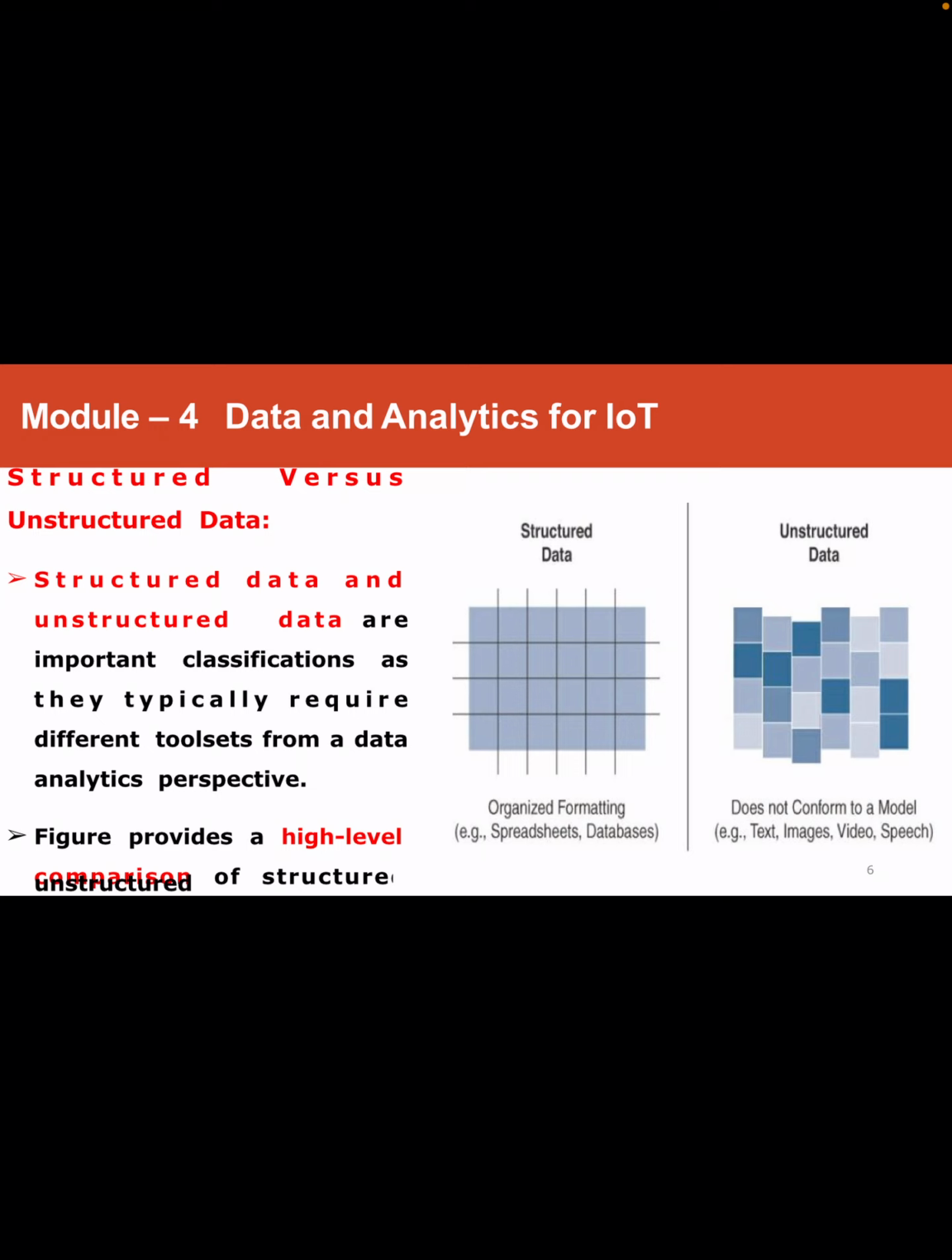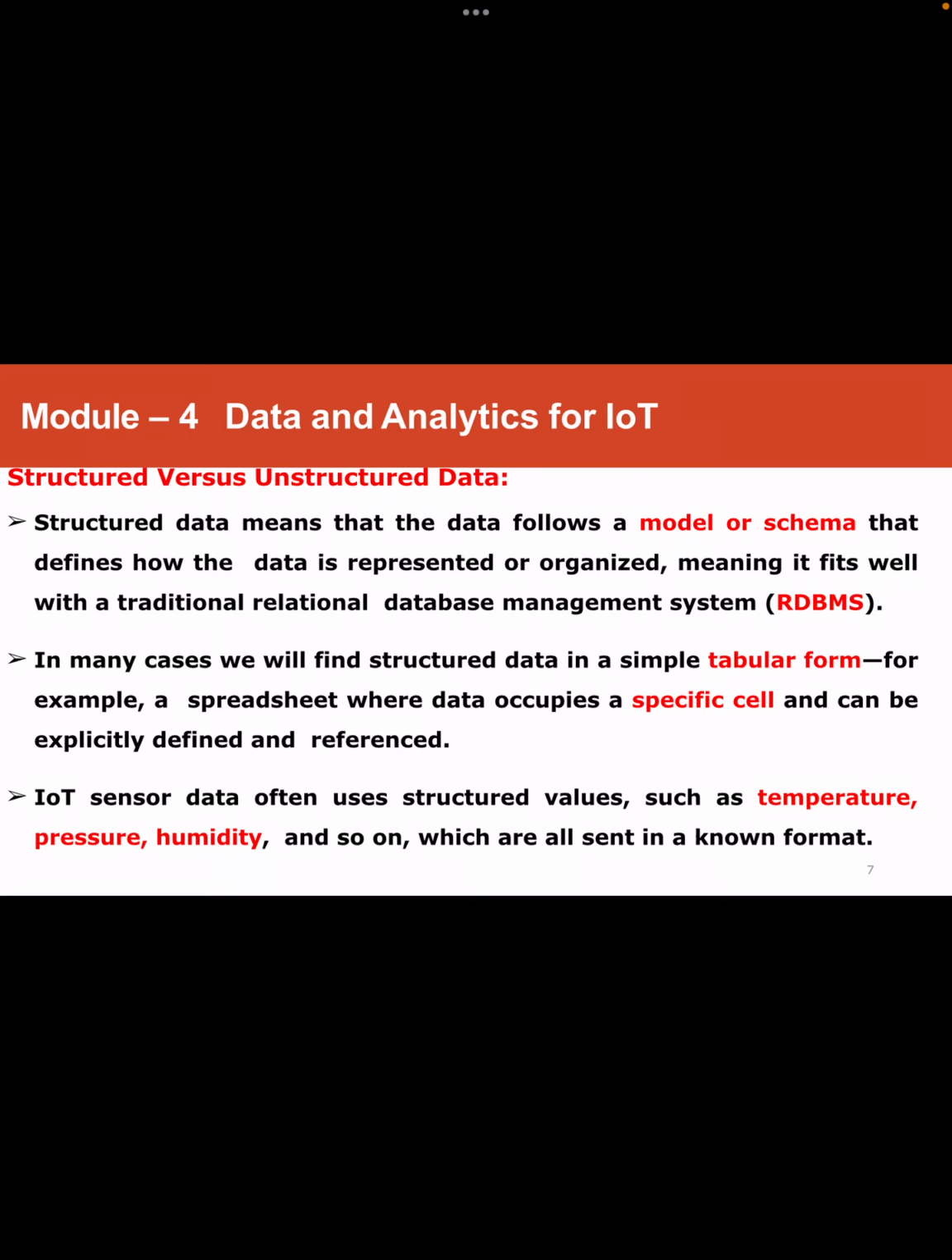Structured and unstructured data are different tool sets from a data analytics perspective. We can see from the figure that structured data is organized formatting; it can be used for spreadsheets and databases. Unstructured data doesn't conform to any one particular model; it can be text, images, video and speech. Structured data means the data follows a model or a schema that defines how the data is represented or organized, meaning it fits well with a traditional relational database.